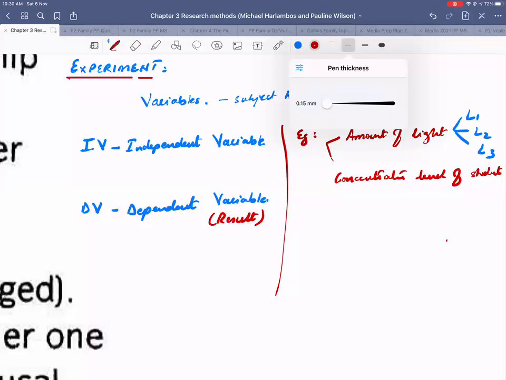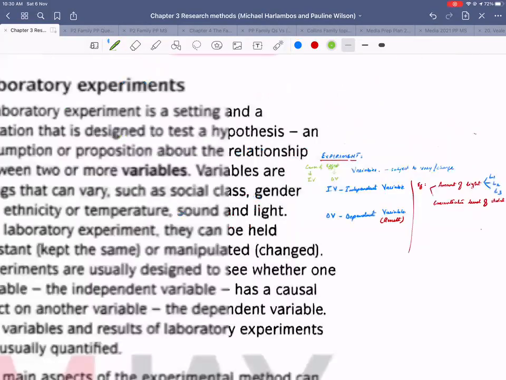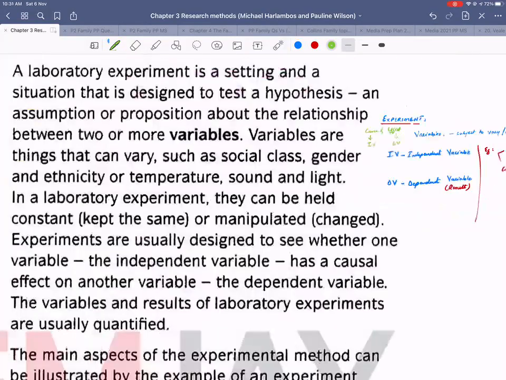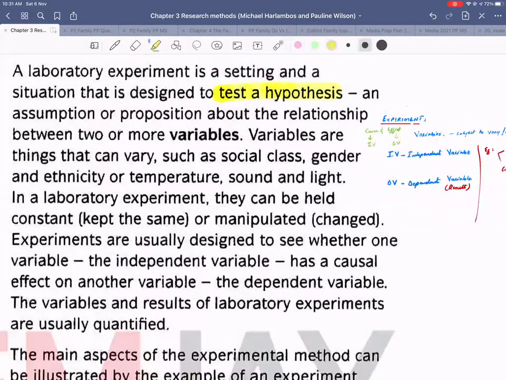तो एक्सपेरिमेंट्स, माय डियर, this is one reason why experiments are also referred to as, एक्सपेरिमेंट्स को अक्सर कॉज एंड इफेक्ट रिलेशनशिप भी कहा जाता है. कॉज एंड इफेक्ट रिलेशनशिप जहां पे आपका IV would be the cause and your DV would be the effect. गेट इट, डियर? Right? Now, taking you back to this text over here, a laboratory experiment is a setting and a situation that is designed to test a hypothesis, an assumption or proposition about the relationship between two or more variables.